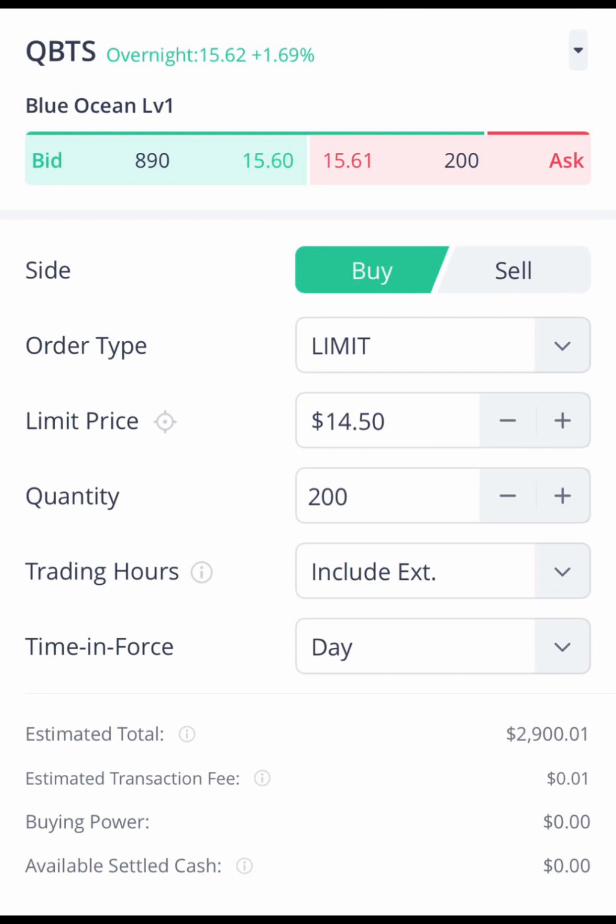You've officially placed your first trade. Now you're in the game. But remember, the goal isn't just to buy, it's to manage risk and learn. We'll talk about that in the next step.